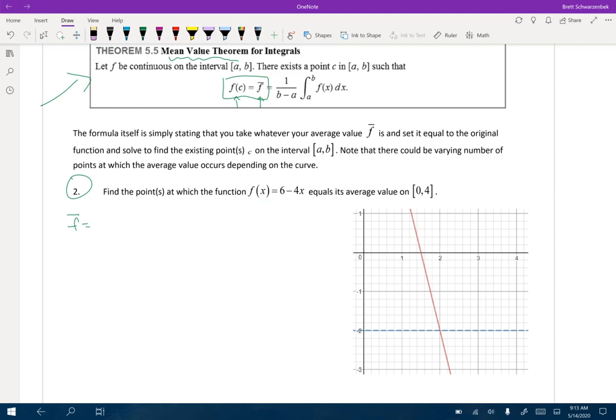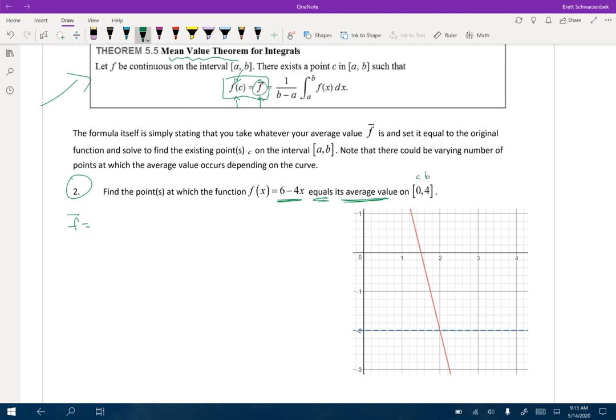It's literally telling you what to do. It's telling you to take 6 minus 4x and set it equal to its average value. So the question is good. I like it. It'll tell you what to do. So again, we need to find f bar in order to set it equal to the function.